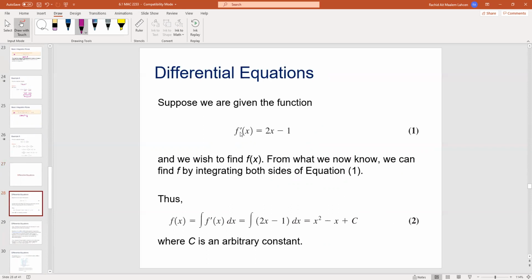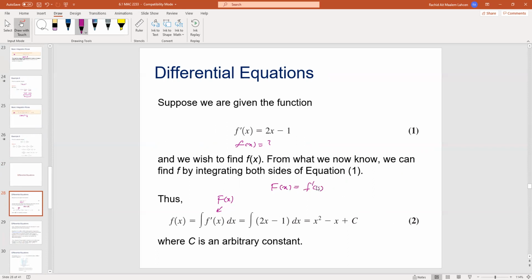You have, let's say, f prime of x equal to 2x minus 1, and we wish to find f of x. So what is f of x in this case? You see this f prime of x is put inside here as the integrand, which gives the f of x. So same thing.